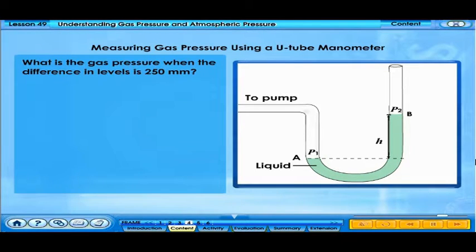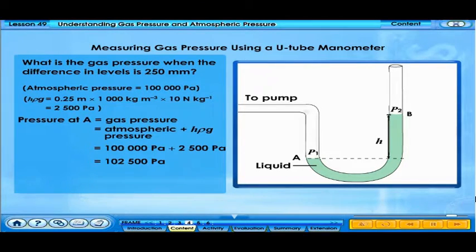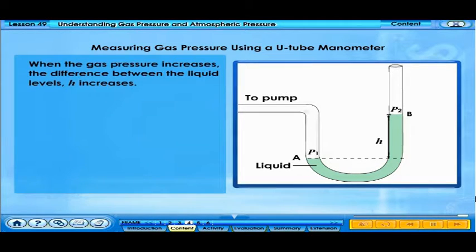What is the gas pressure when the difference in levels is 250 millimeters? Pressure at A is equal to gas pressure, equal to atmospheric pressure plus HρG, equal to 102,500 Pascal. When the gas pressure increases, the difference between the liquid levels increases.